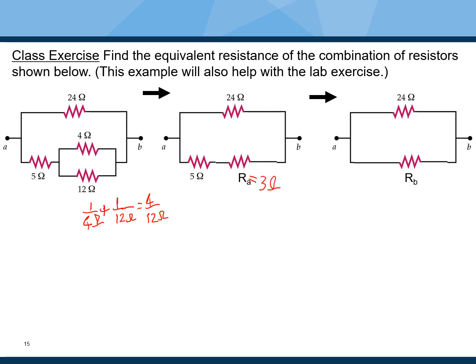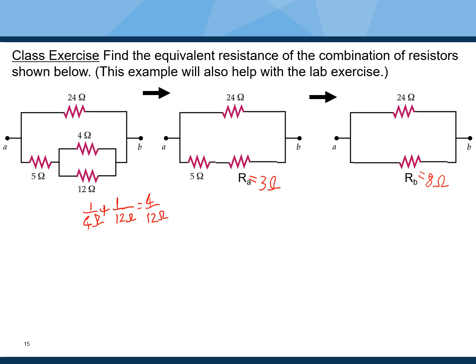3 ohms. Okay? Now that we have that figured out, let's go ahead and do the next step, which is to realize that the 5 ohm resistor and the 3 ohm resistor are in series in the middle panel. So they should actually combine together to give 5 plus 3, which is actually equal to 8 ohms in the circuit on the right panel.